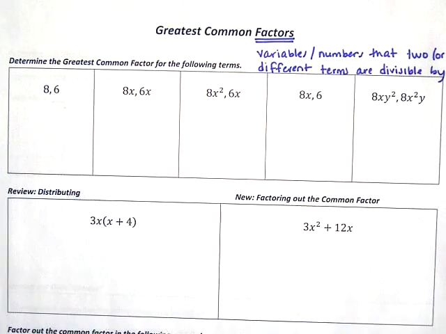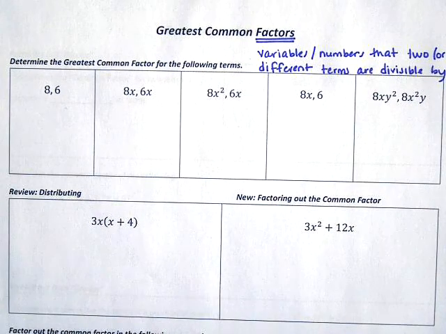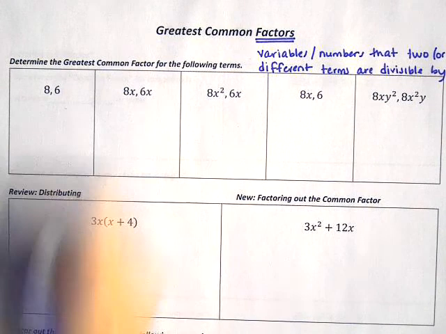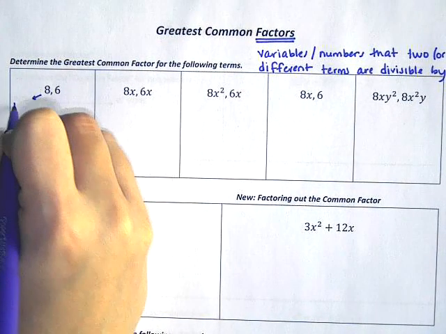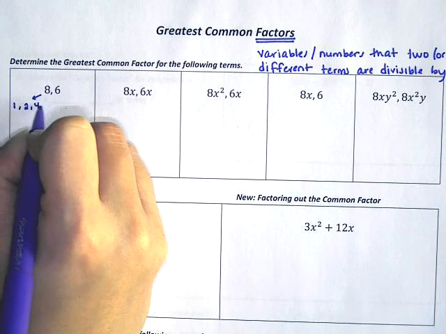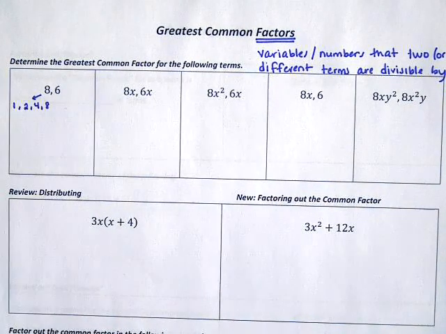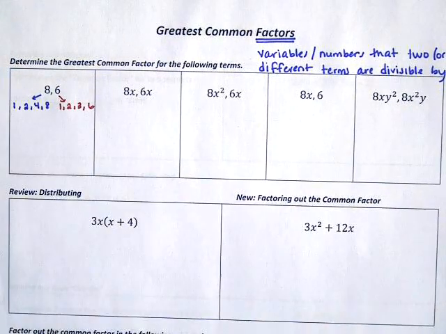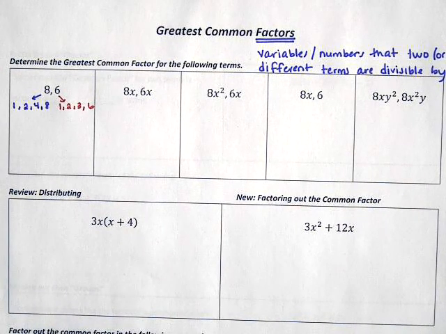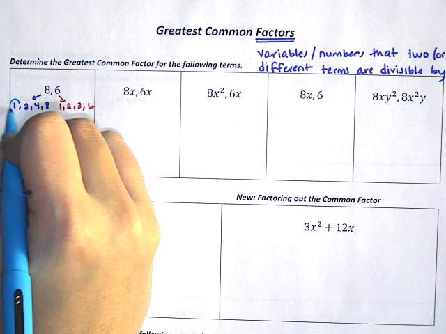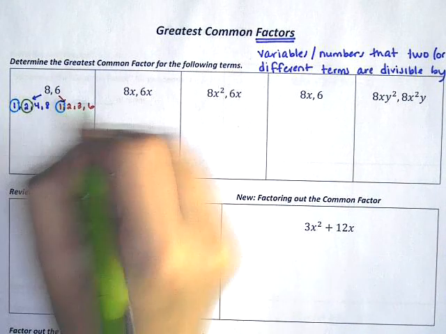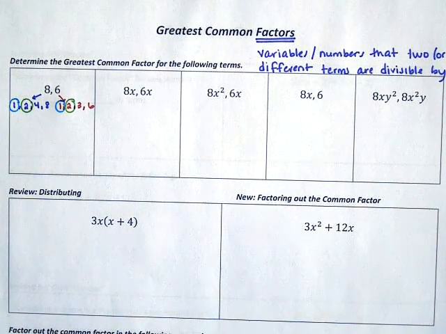So if I say, what would the greatest common factor for an 8 and a 6 be? You would ask yourself, well, what number goes into 8 and 6? So the numbers that go into 8 are 1, 2, 4, and 8. And the numbers that go into 6 are 1, 2, 3, and 6. So if I try to look for what numbers go into both, that are divisible by both, the 1 goes into both, and the 2 goes into both, but those are the only two numbers that go into both.